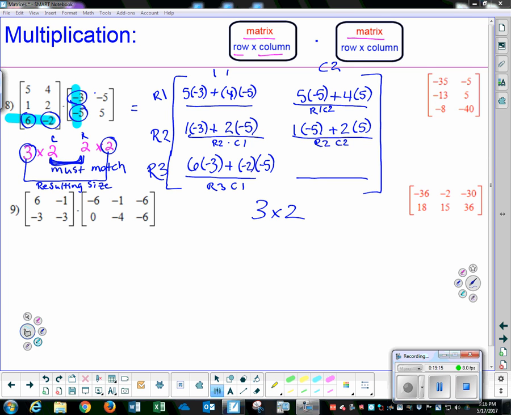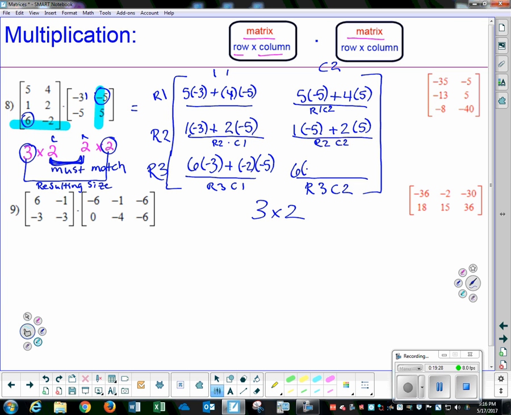All right, the final one here. We need row 3, column 2. Row 3, column 2, multiplication. Here we go. 6 times -5, added with -2 times 5.